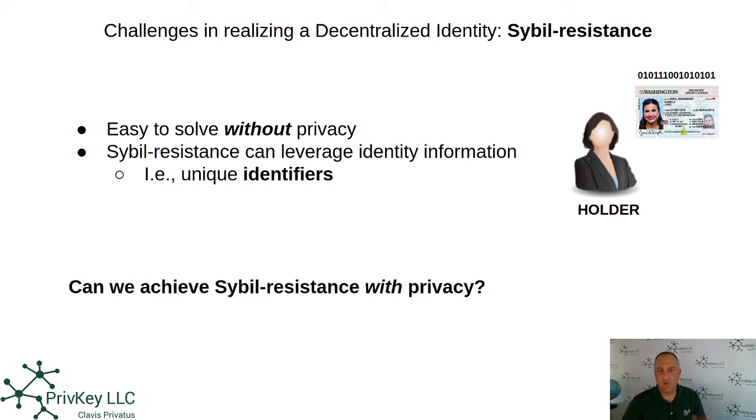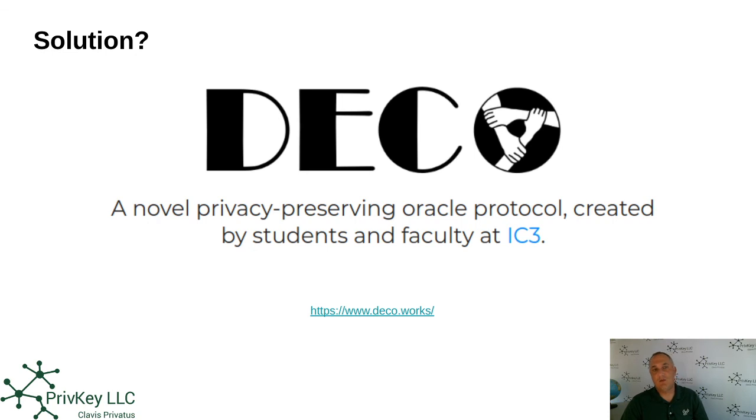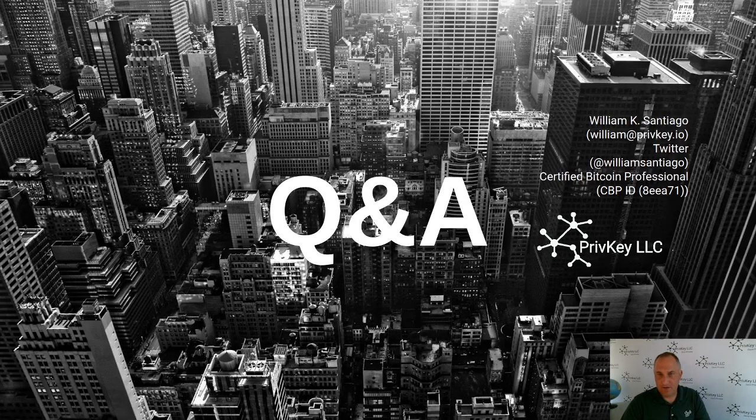So the question here is, can we achieve Sybil-resistance with privacy? So being able to have privacy and at the same time prove mathematically, with cryptography and with certain systems in place, in design, architecture, infrastructure, that can use cryptography to maintain privacy and at the same time provide the unique ability to have an identity that's only yours. So this is a big challenge, and one of the solutions that we have at the moment is the novel privacy-preserving Oracle. It's an Oracle protocol that's created by the students and faculty at IC3. So in the next presentation, we will be going through that solution that addresses all these three different challenges that we just mentioned.